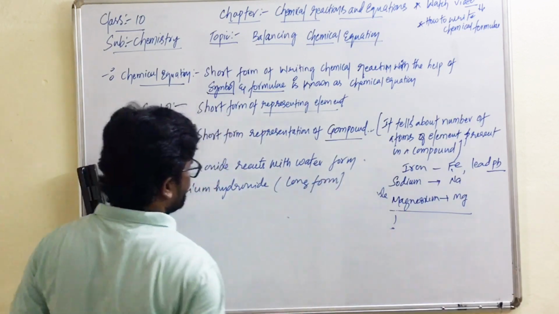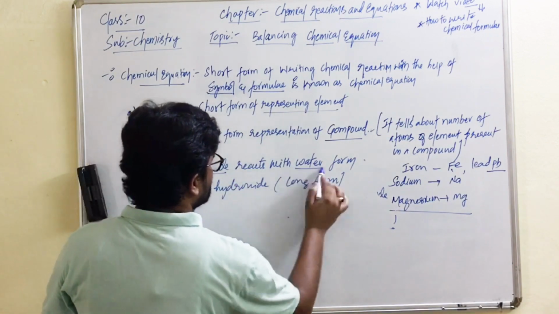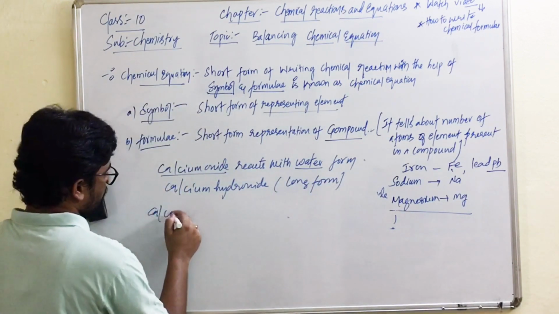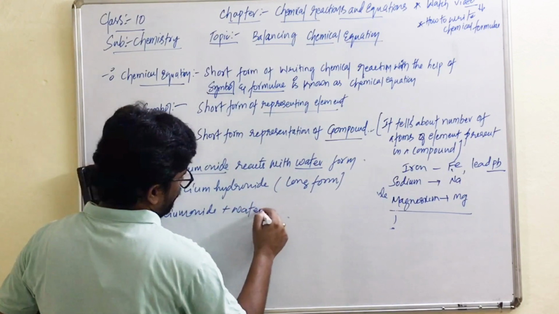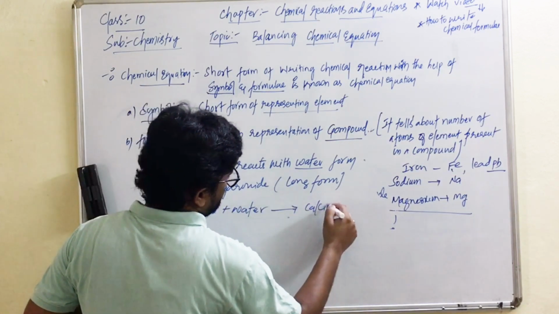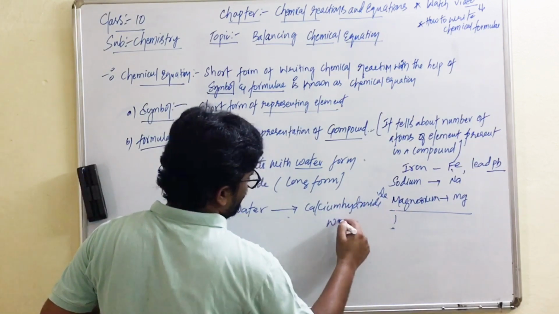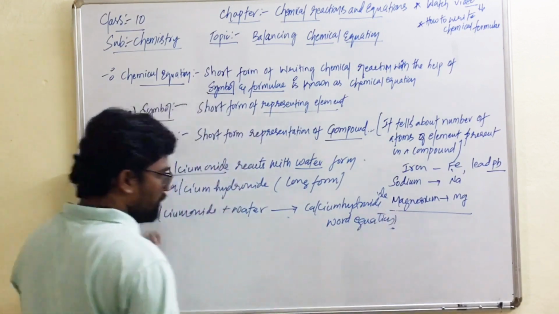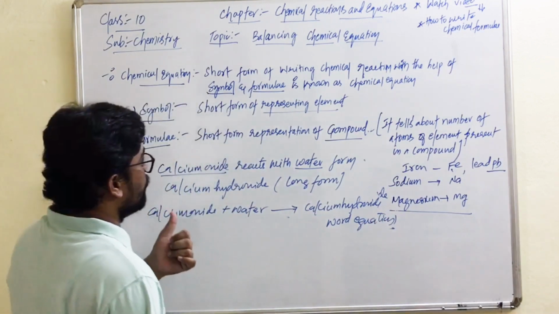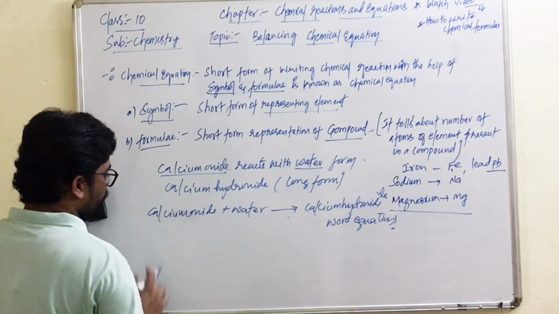If you write in word form, what are the reactants here? Calcium oxide and water are the reactants. Calcium oxide plus water. So what is it giving to us? Calcium hydroxide. So this we call a word equation. If we write this word equation with the help of symbols and formulae, we call it a chemical equation. So what is the formula of calcium oxide?